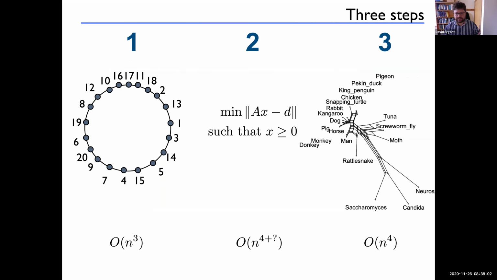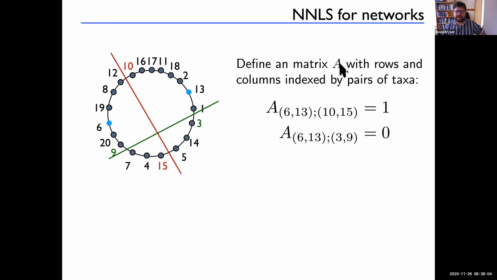Now, this matrix here I wanted to talk about. This is a large matrix, and the rows and columns are indexed by pairs of taxa. And if we consider the distance from, say, taxa 6 to taxa 3, what the matrix scores is which splits separate those. So this split here is separating 6 and 3, and we have a particular way of indexing that, so that would get a 1. This split here in green is not separating 6 and 13, so that would get a 0. It's a very similar construction to what you do when you're doing least squares on trees.